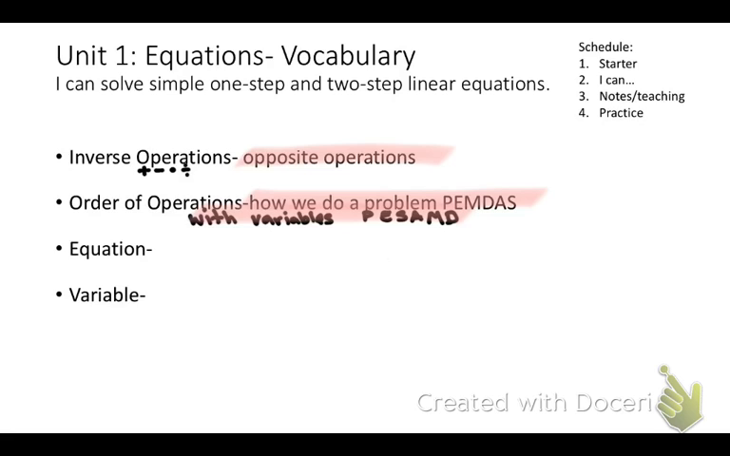Equations. Well, I see the word right here that starts off like a word we all know. I see the word equal, okay? So I know that it's a math sentence with an equal sign, okay? Now, that's important because we're going to talk about inequalities later on. So anytime we're talking about an equation, it must have that equal sign, okay?